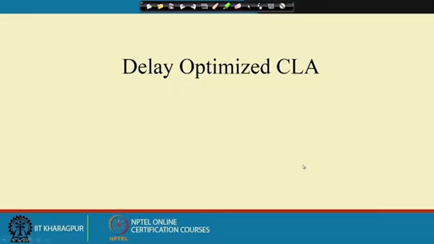So, what is that fan-in and fan-out dependency? That we will see now. Okay, so now we will see this delay optimized CLA. CLA means carry look ahead adder.